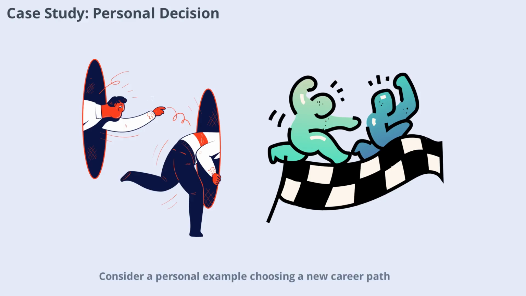Consider a personal example, choosing a new career path. By breaking down the decision into smaller questions such as interests, skills, and job market trends, you can analyze each factor separately. Gathering information and evaluating alternatives helps you make a confident, informed choice that aligns with your goals.